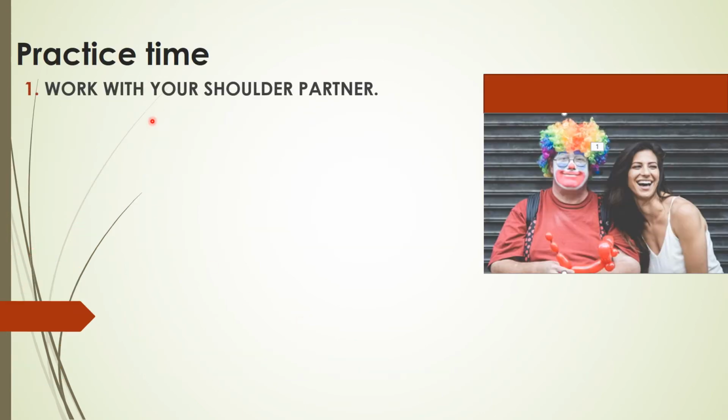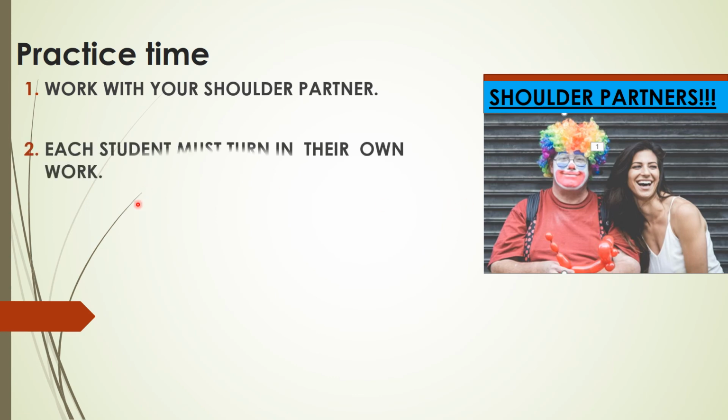Okay, it's time to practice what we've learned. Your teacher may have you work with your shoulder partner or individually. So here's what you and your shoulder partner might look like. And if that's what your partner looks like, tell him to stop clowning around and get to work. No matter what your teacher asks you to do, each student must turn in their own work.